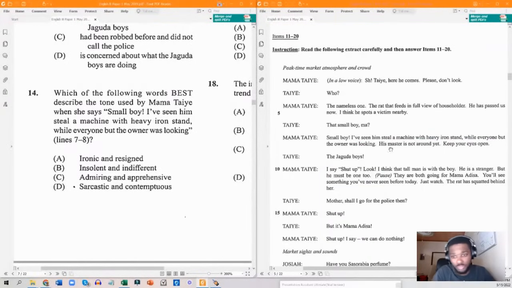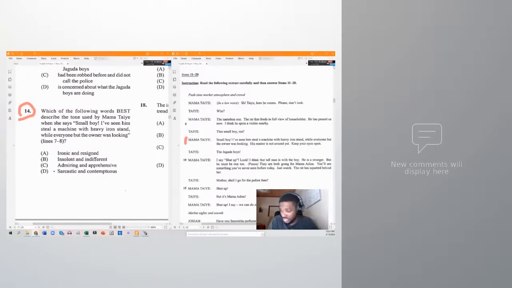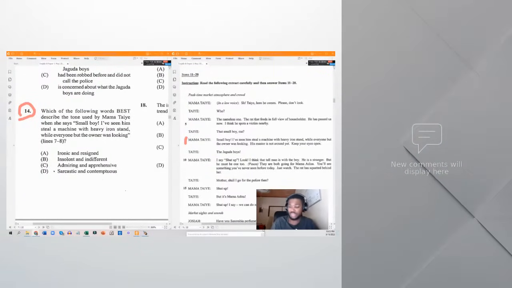All right, number 14. Which of the following words best describe the tone used by Mama Taiye? Is it Taiye? I'll say Taiye. When she says, "Small boy, I've seen him steal a machine with heavy iron stand while everyone but the owner was looking." So we're looking at lines 7 to 8. And what is the tone? What tone are we seeing? Ironic and resigned, insolent and indifferent, admiring and apprehensive, sarcastic and contemptuous.